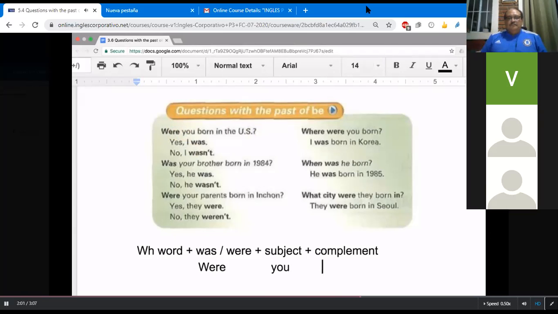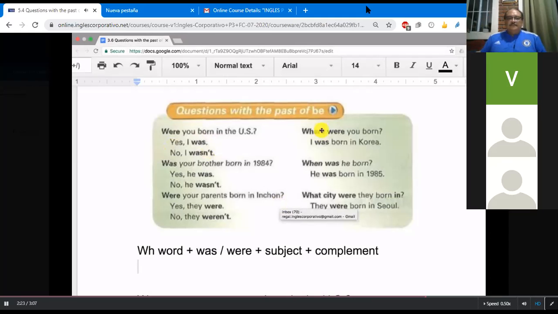Finally, we need to add the complement and a question mark at the end: born in the US. To answer this type of question, we can answer positively by saying, yes, I was, or negatively by saying, no, I wasn't. Let's analyze one last example.